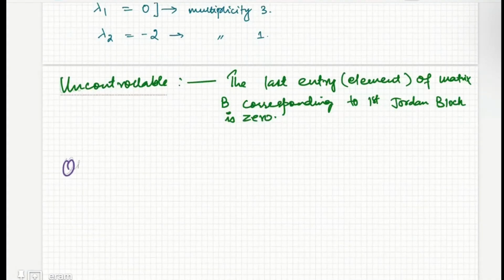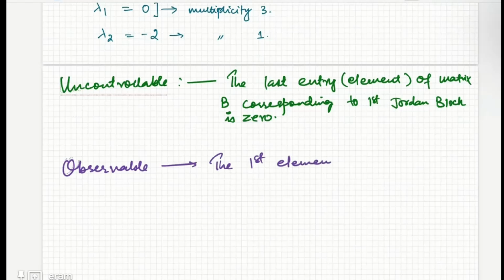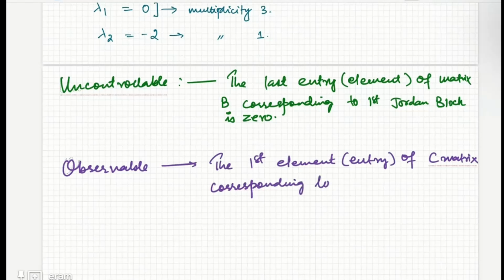The system is observable because the first entry of the C matrix corresponding to each Jordan block is non-zero. Obviously, when I say the B and C matrix, I am saying the B and C matrix of the Jordan form, not the actual matrices. So we conclude that the system is observable.